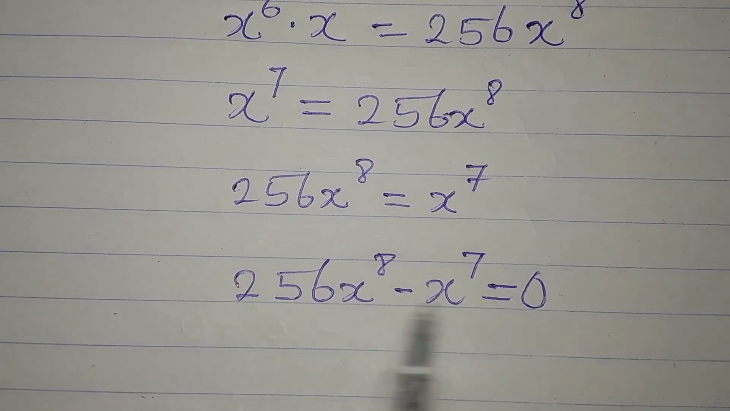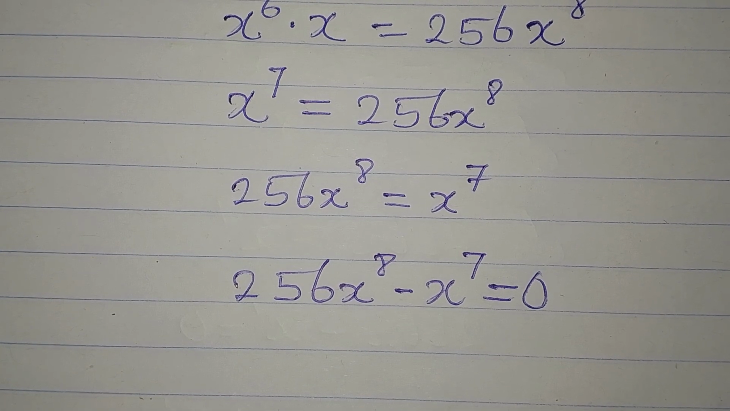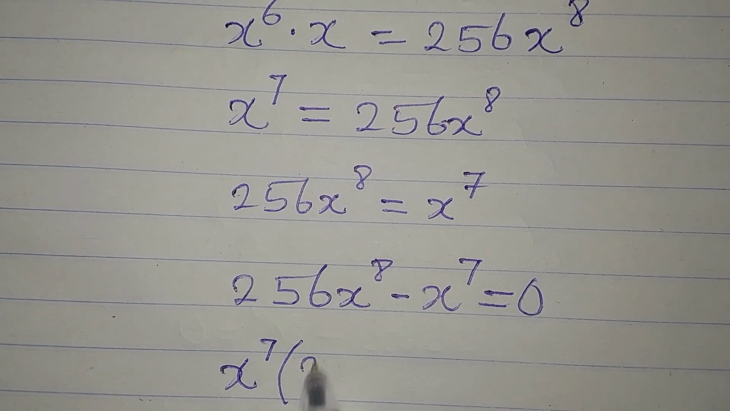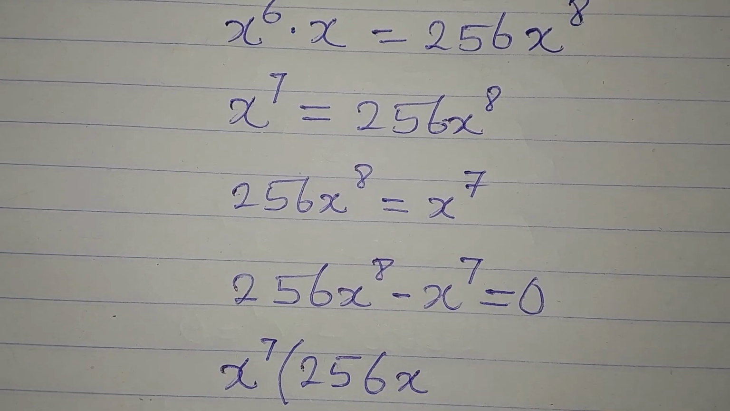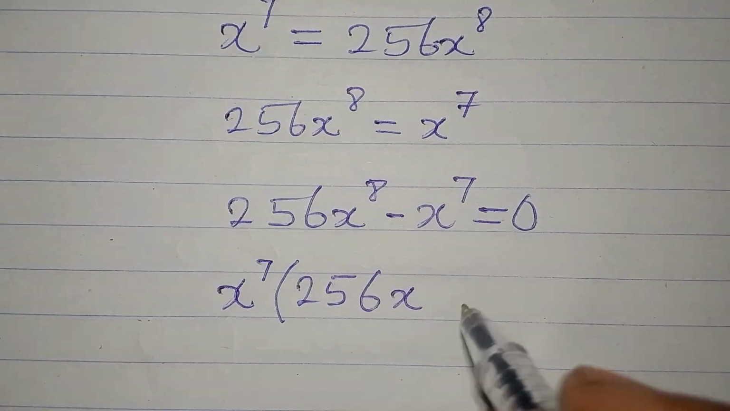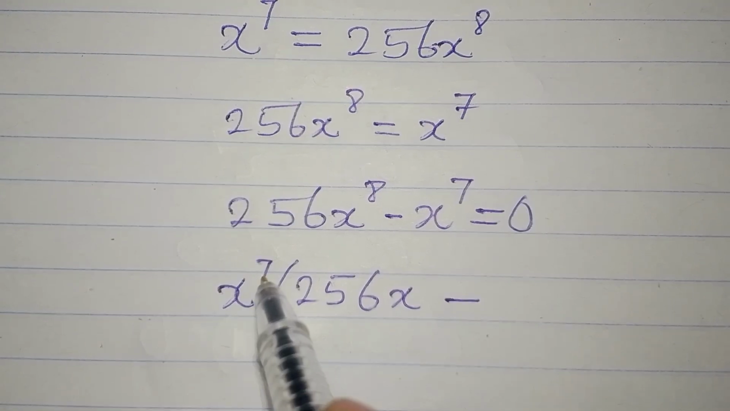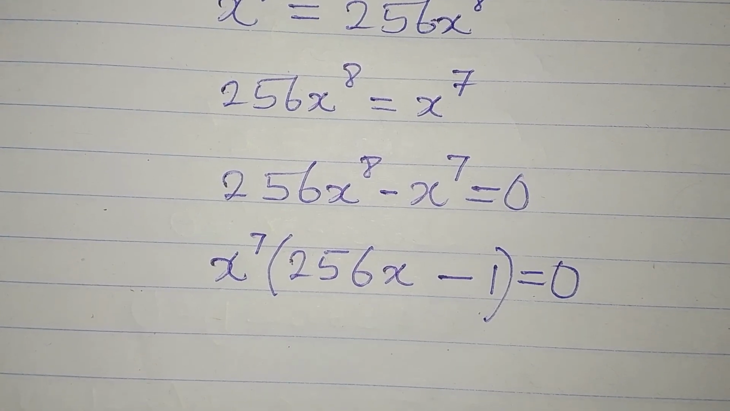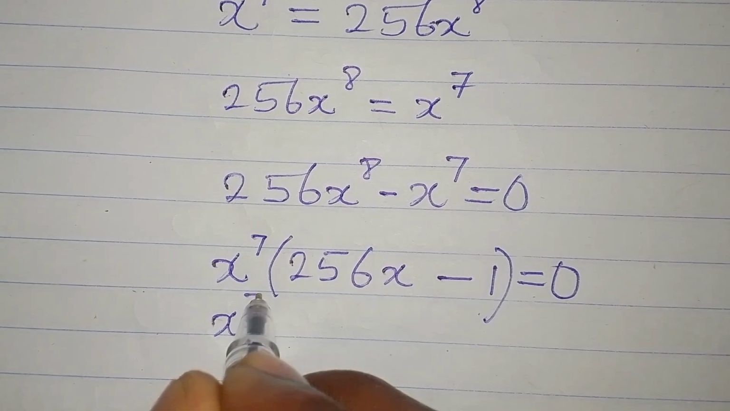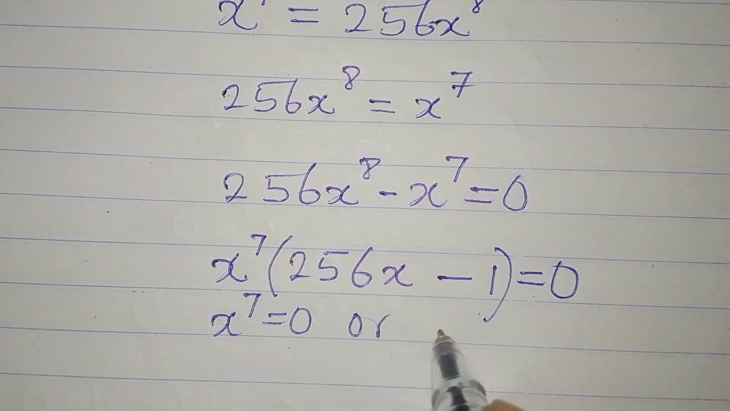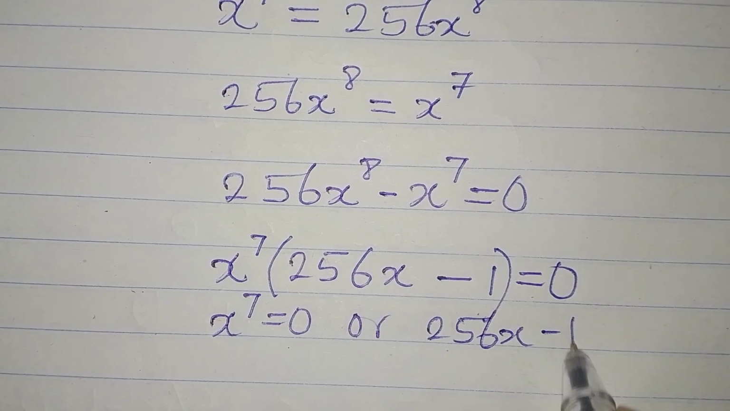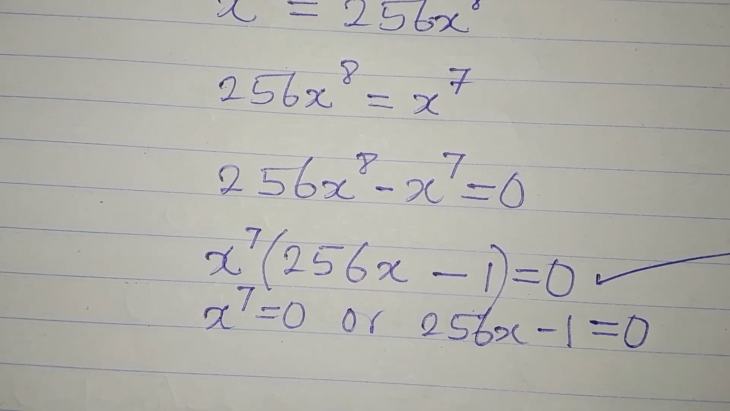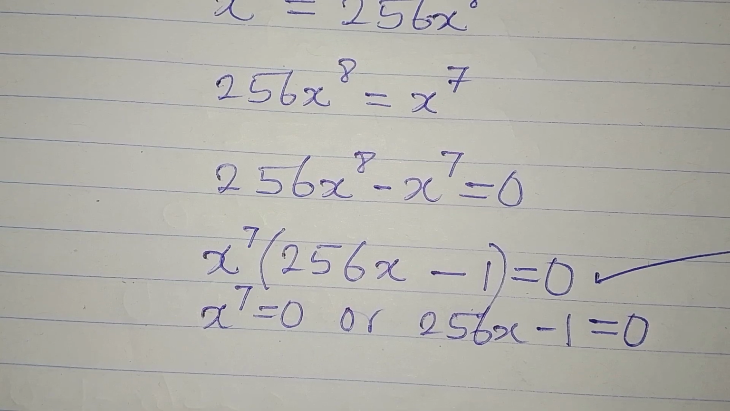And from here, guess what I will do? I have to factorize so that x to the power of 7 can come out as a common factor. Here we have 256x. 256x minus x to the power of 7 divided by itself is what? 1. And then we equate this to 0. So that from here, it's either x to the power of 7 is 0 or 256x minus 1 is 0. I've applied what we call zero product rule to that particular equation.